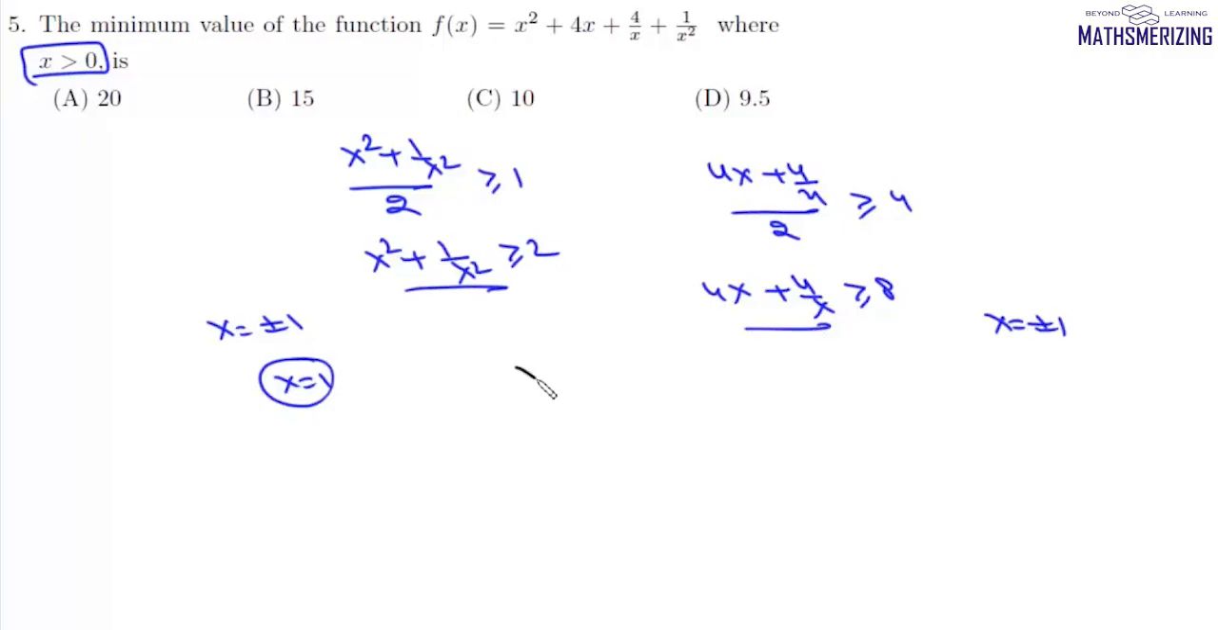Now we'll add these two expressions. We'll get x square plus 1 upon x square plus 4x plus 4 upon x, and it will be greater than or equal to 10. So we'll get f(x) is always greater than or equal to 10. So the minimum value of this function will be 10, and that's your option C.